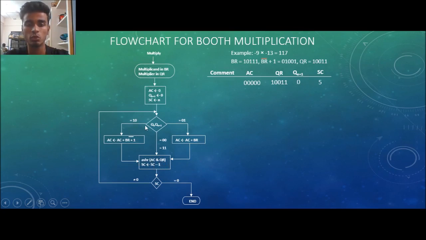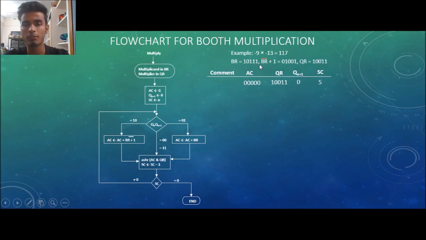When Qn and Qn plus 1 are 1 and 0, in that case we'll add AC and the 2's complement of BR, and then perform arithmetic shift right of AC and QR and decrement the sequential counter by 1, and we'll keep performing these operations till the value of sequential counter reaches 0, which will give the result at the end. So let's have a look at this example where we have minus 9 as the multiplicand and minus 13 as the multiplier.